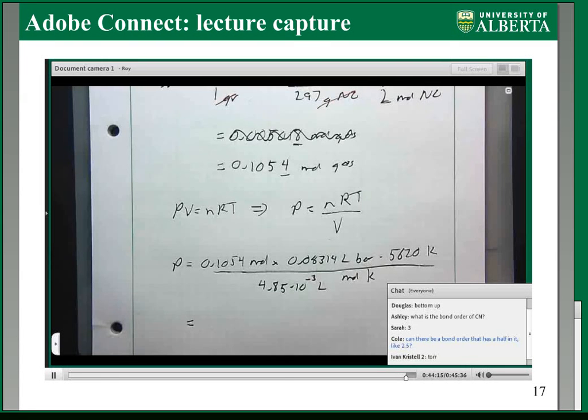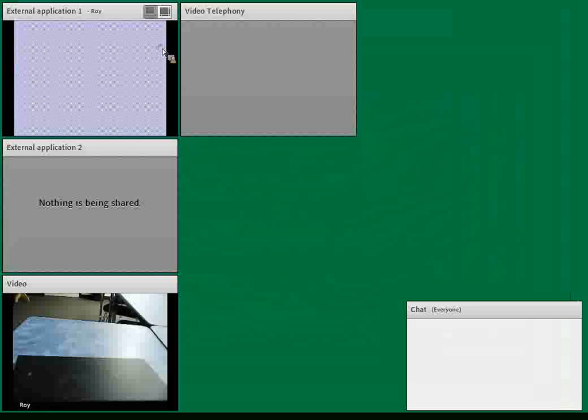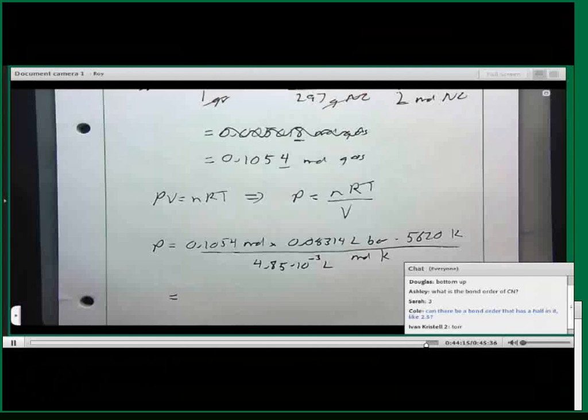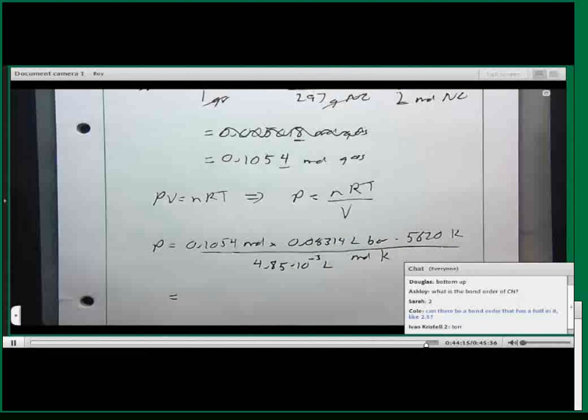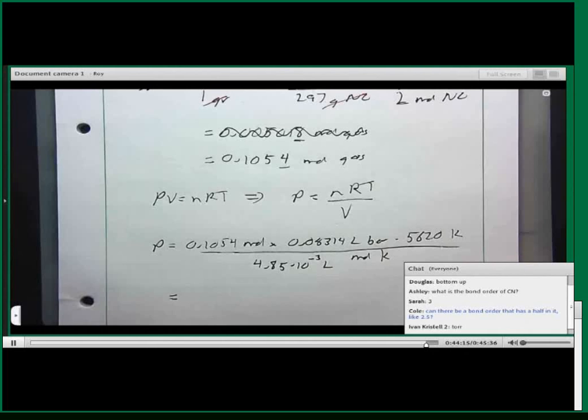Now, this classroom doesn't have a document camera available to it, so I have a short video clip of what students would see on the document camera. Now, this video is when they play it back after class.